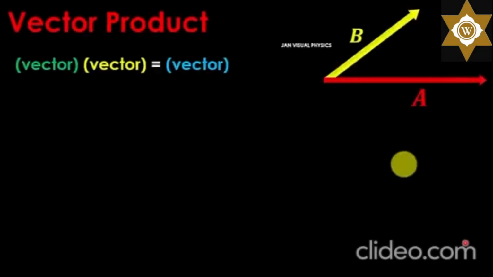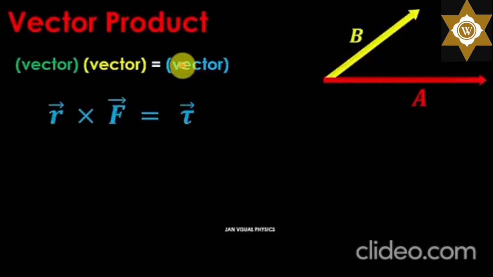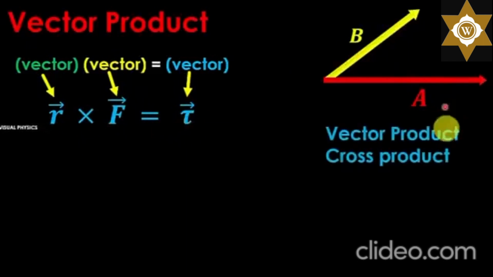In this video I shall discuss the vector product of two vectors. When a vector quantity is multiplied by a vector quantity and we get a vector quantity, such a product of vectors is called vector product. For example, the cross product of moment arm and force gives us torque. Moment arm is a vector, force is a vector, and torque is also a vector. So the product of two vectors which results in a vector quantity is called vector product or cross product.